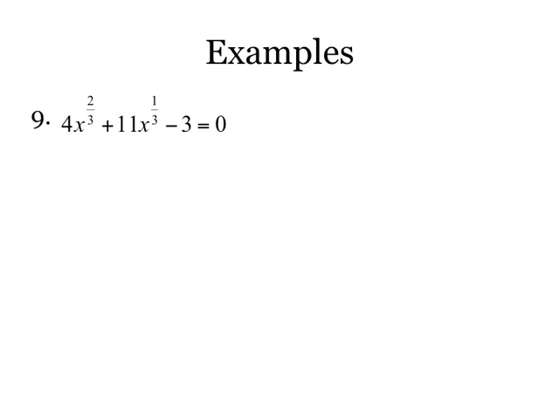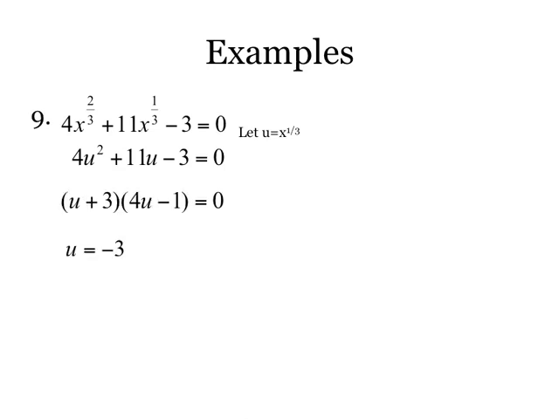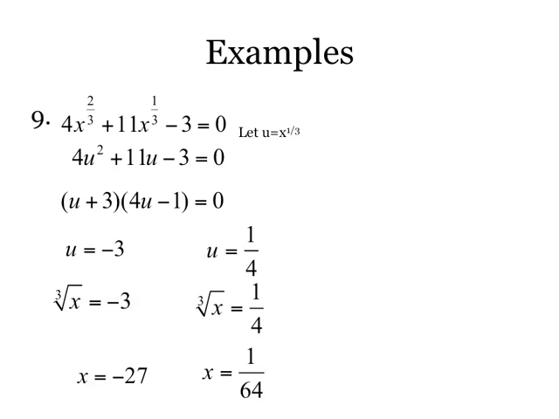So we'll do the same thing here. We'll let u equal x to the 1/3, and that makes the first one, x to the 2/3, equal u squared. So 4u squared plus 11u minus 3 equals 0. We do the factoring just like we did before. And again, that only gives you u, and we need to solve for x. So replace the u with x to the 1/3, or the cube root of x. And then we can cube both sides, and that gives us x equals negative 27. And then x equals 1/64.